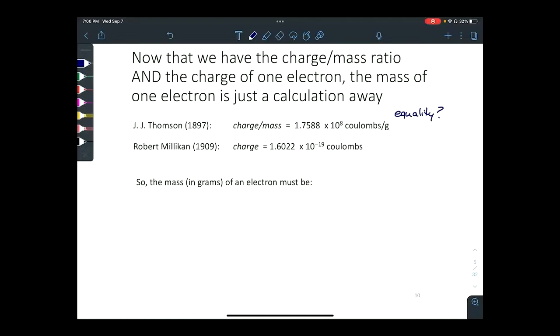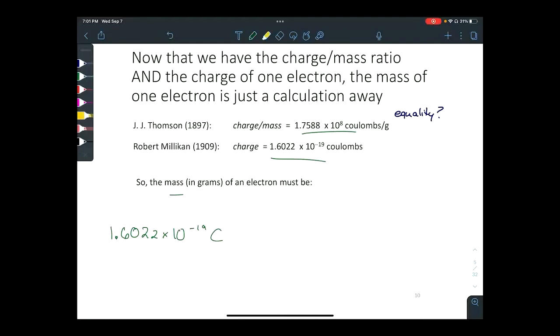We need those two pieces together, right? So these are the conclusions that they got. Okay, we have charge to mass ratio and we have charge. So what is the mass in grams? I'm going to start with Millikan's information, the Coulomb value. So that's the charge of 1 electron.